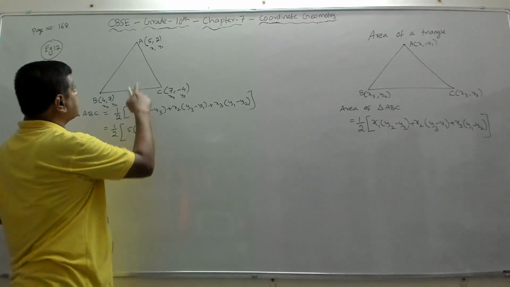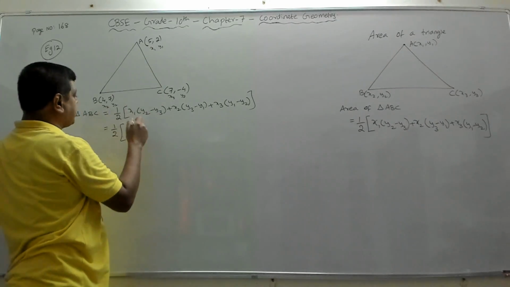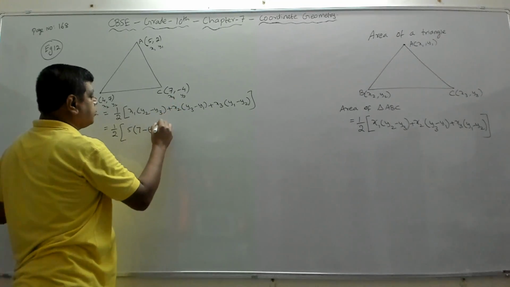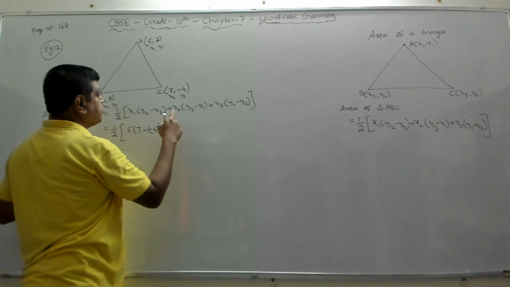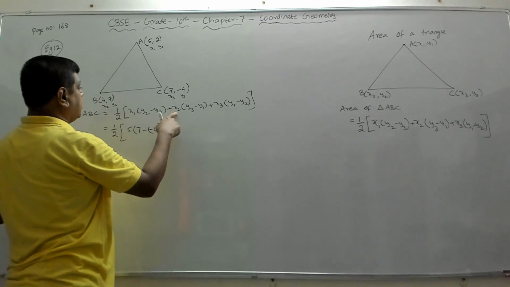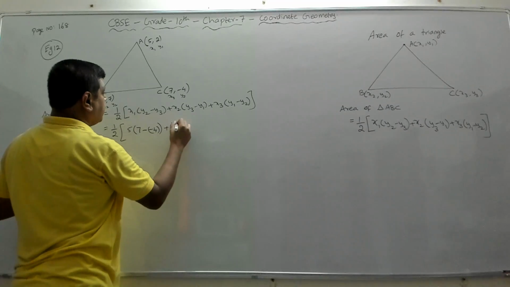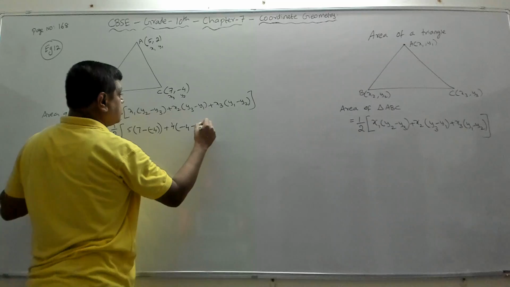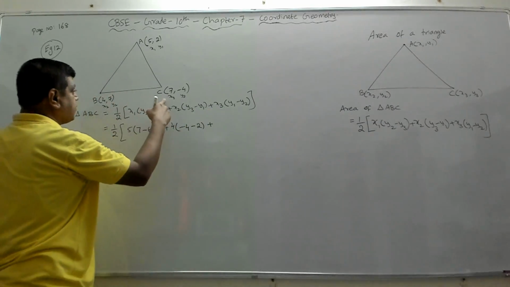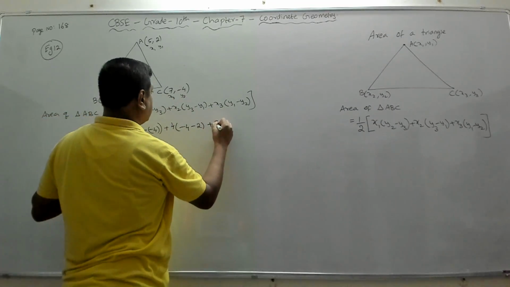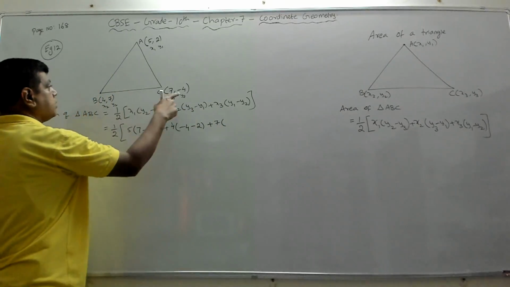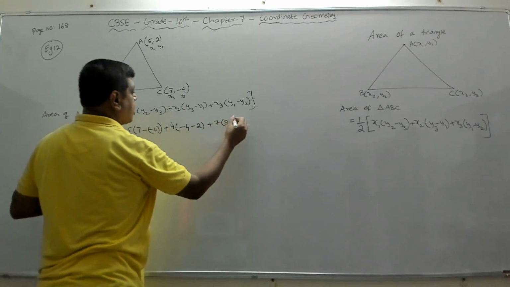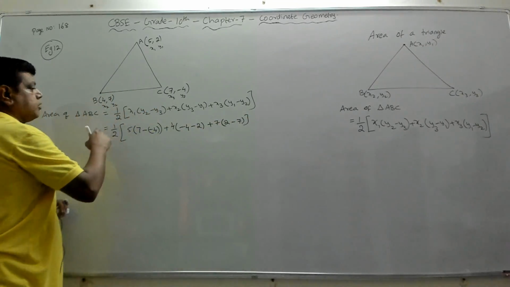So x1 is 5 into y2, y2 is 7, minus y3, y3 is minus 4, plus x2. x2 is 4 into y3, y3 is minus 4, minus y1, y1 is 2, plus x3, x3 is 7, into y1, y1 is 2, minus y2, y2 is 7. We just substituted.